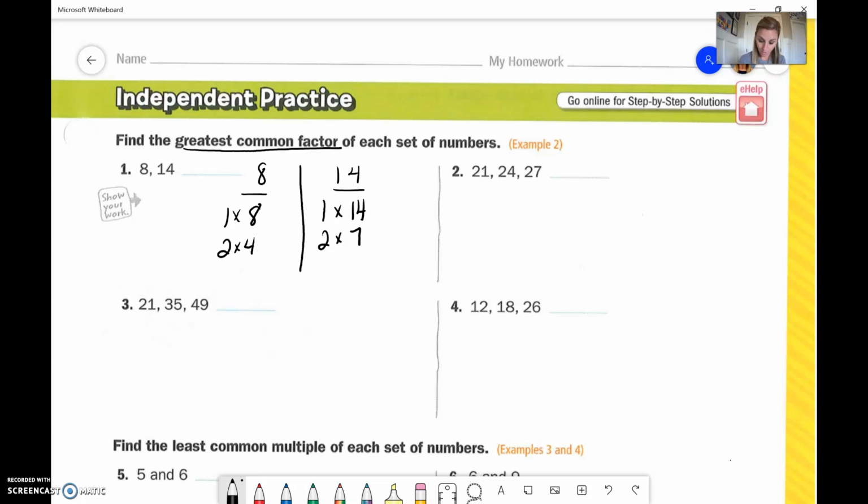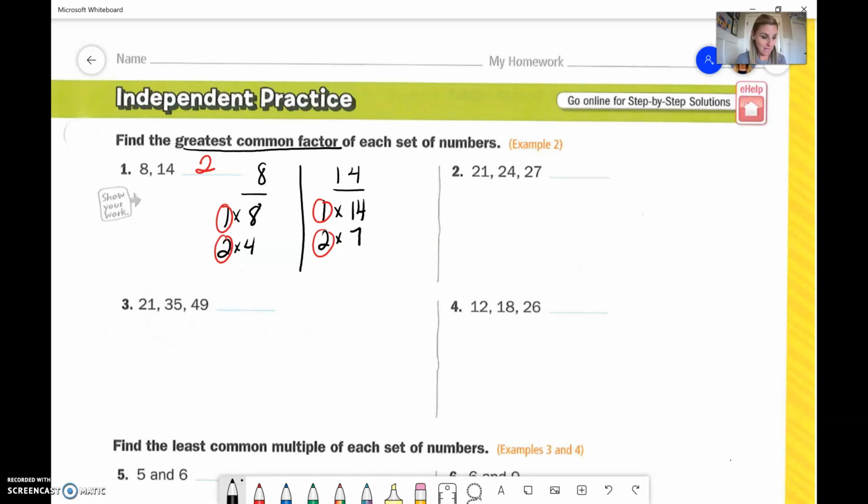Okay, so now let's circle the ones that they have in common. They have a 1, they have a 2, and that is it. So the greatest common factor of 8 and 14 is 2. Wow, big number, right? So that's one way to do it. All right, let's take a look at number 2, where we actually have 3 of them.